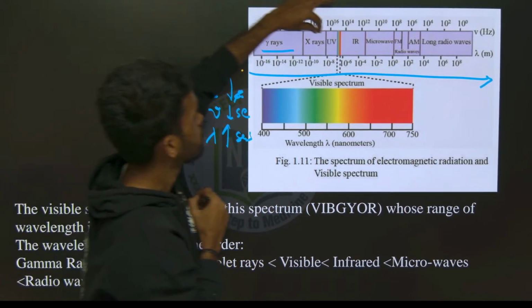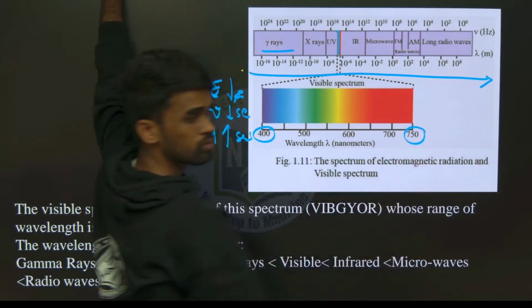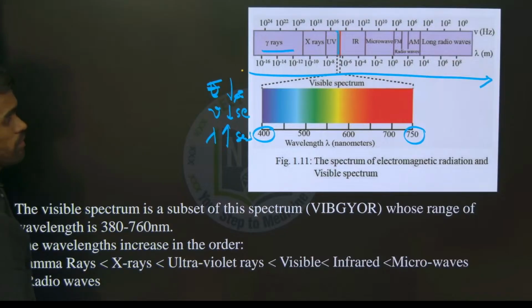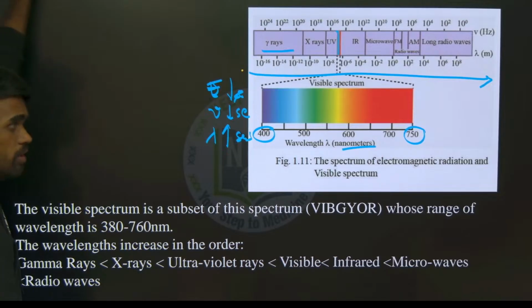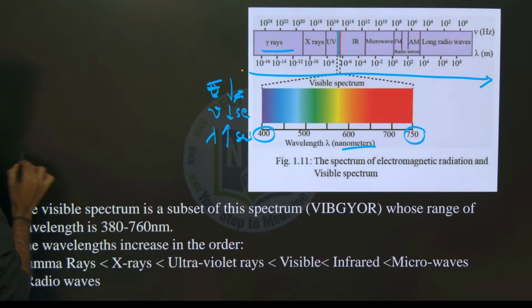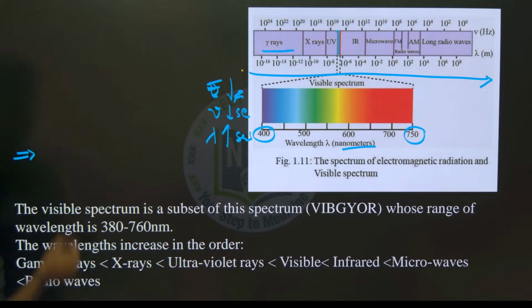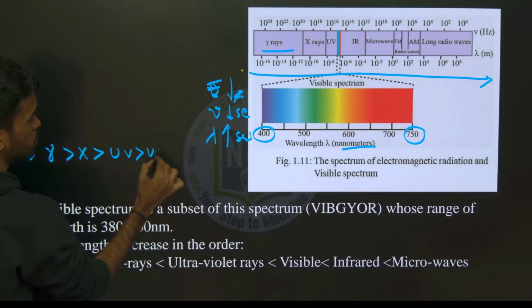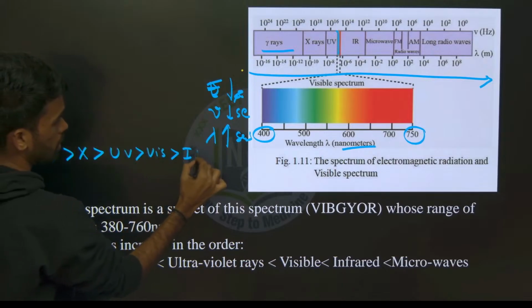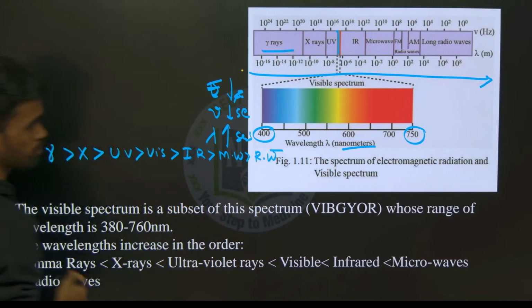Now here you have the visible range. What is the range of visible spectrum? 400 to 750 nanometer, or 4,000 to 8,000 Angstrom. You can consider those units also. Now they will ask for the decreasing or increasing order of energies of this spectrum. So you can write gamma, X-rays, UV, visible, infrared, micro, radio. This is a basic question.